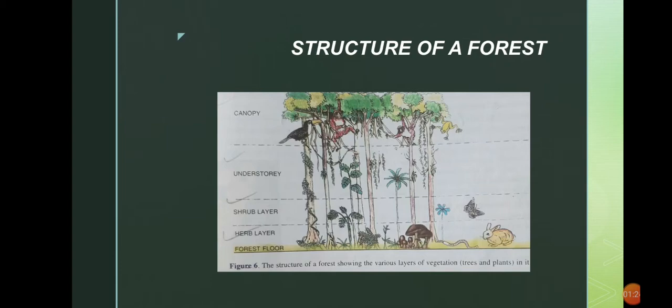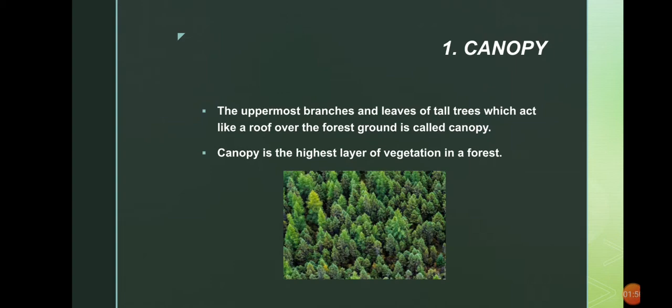Here in this diagram you can see the topmost part. It is the canopy. Just after the canopy, in the middle, lies the understory. Then comes the shrub layer. All of you know what a shrub is? Shrubs are medium sized plants. After that comes the herb layer, which has small sized plants. And then comes the forest floor, where lies the soil, the insects and the decomposers. Now number 1 is canopy.